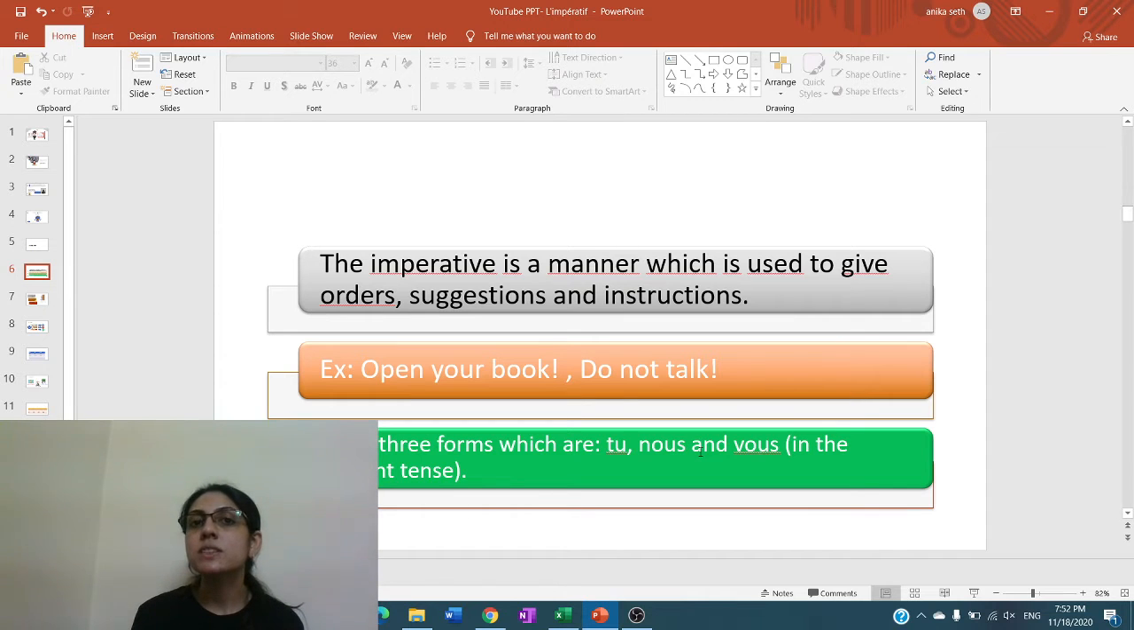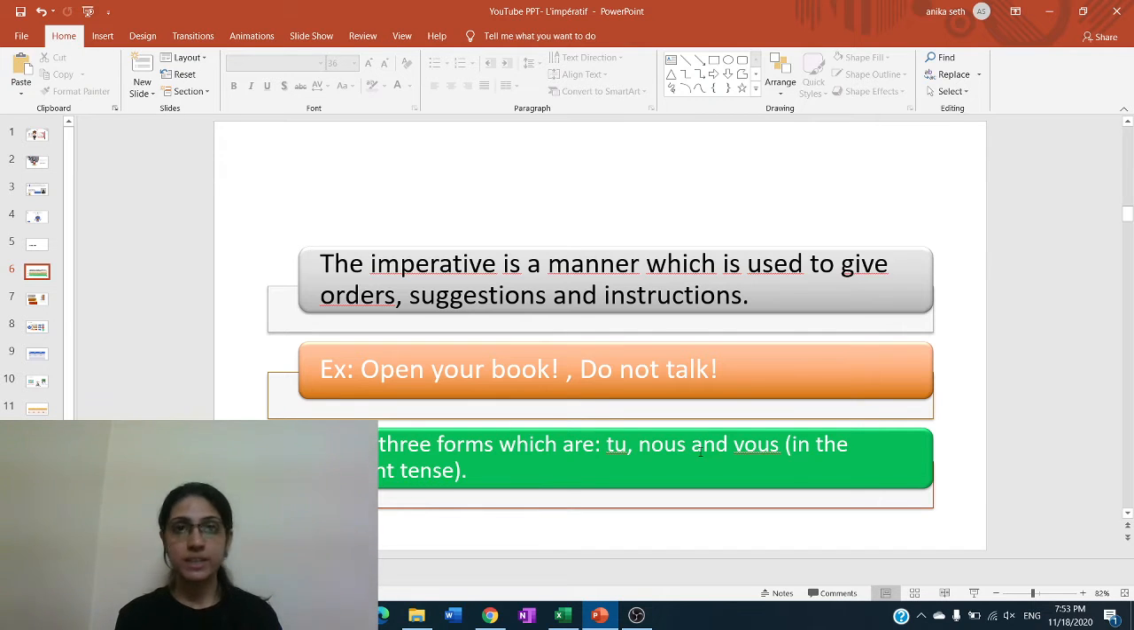Then is the il singular form. Il means a third person. Il means that we are talking about a third person. So we cannot give an instruction to the third person. I can give it to you, that is, you are the second person, but I cannot give an instruction to the third person. So, for the il and elle form, the imperative is not possible.